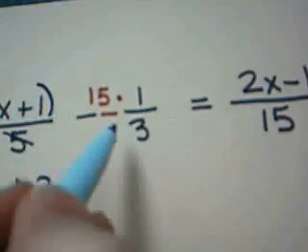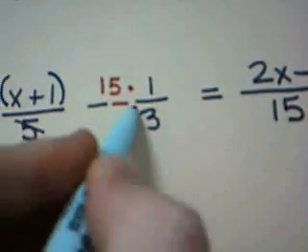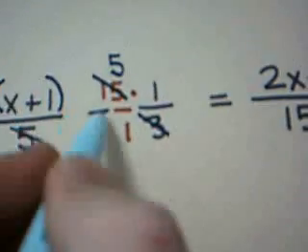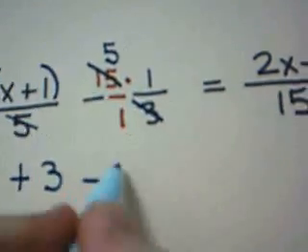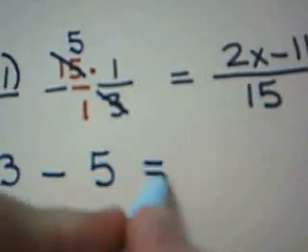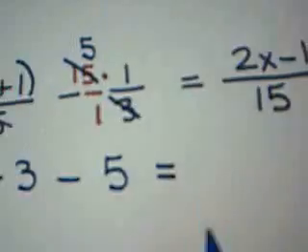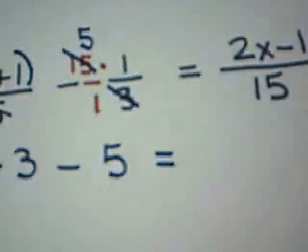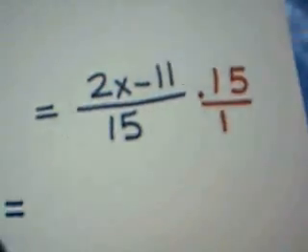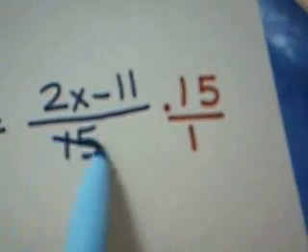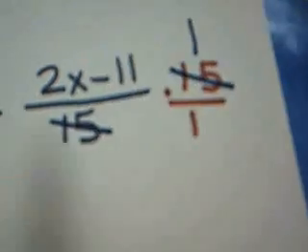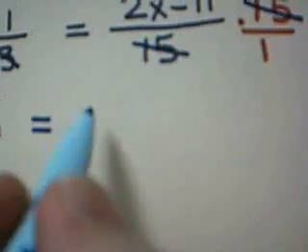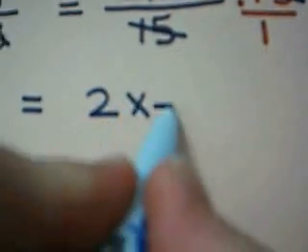The next multiplication, 3 cancels into the 15 5 times. Negative 5 times 1 is negative 5. Now notice in this problem we didn't need safety nets because there was only one term in the numerator. We didn't have to distribute, so the safety nets would have been kind of silly. Over here, the 15s cancel. Technically it goes into there one time, but basically they're gone. So on this side of the equation we are left with 2x minus 11.